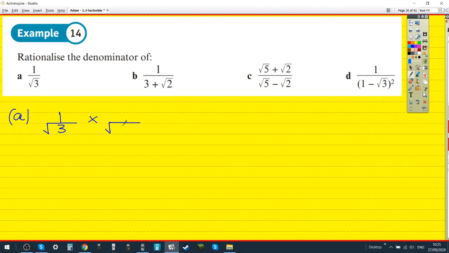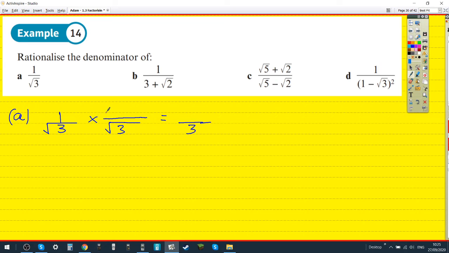What is root 3 times root 3? Three. Yep. It cancels them out, because squared and square root are the opposite of each other.